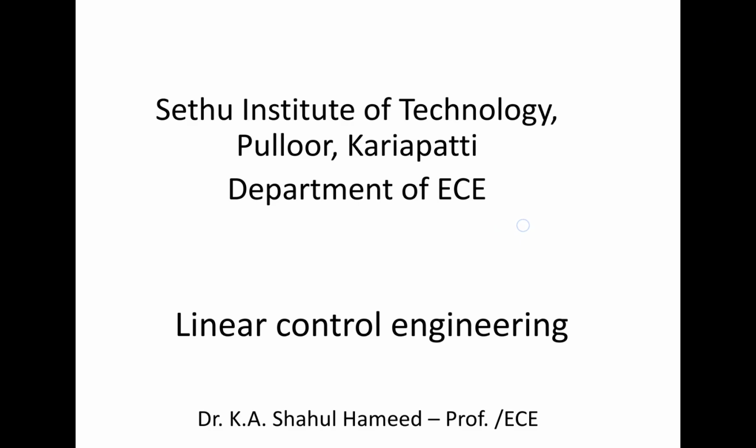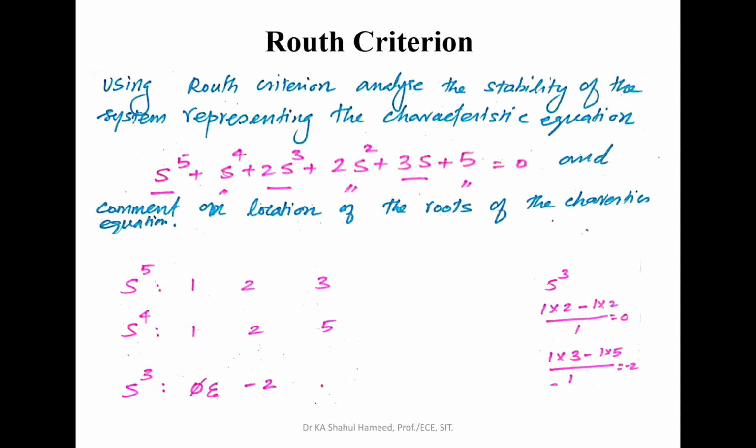In this session, we are going to discuss a problem related to linear control engineering, in particular, Routh Criterion. First, I'll read the problem statement. Using Routh Criterion, analyze the stability of the system representing the characteristic equation s^5 + s^4 + 2s^3 + 2s^2 + 3s + 5 = 0. Comment on the location of the roots of the characteristic equation. This is the given problem. Now we have to form a Routh array.